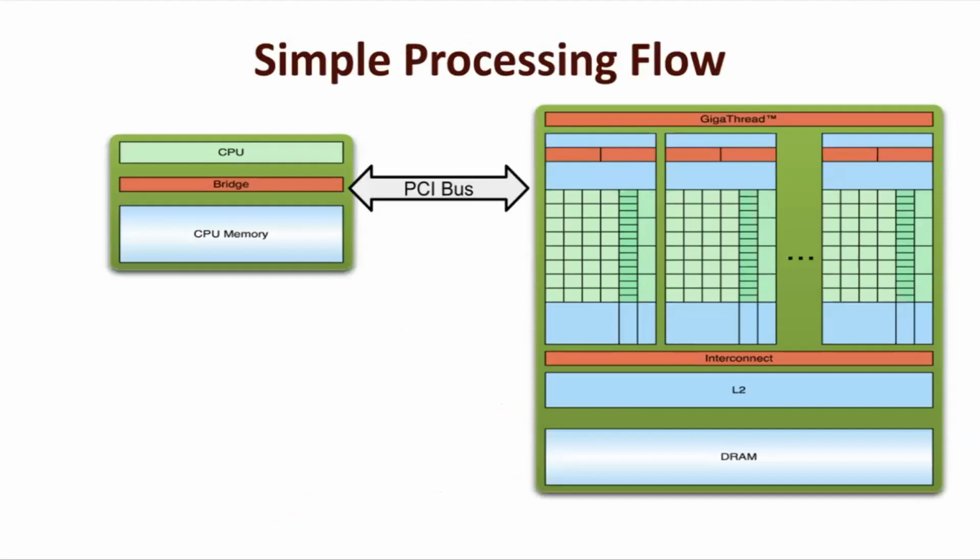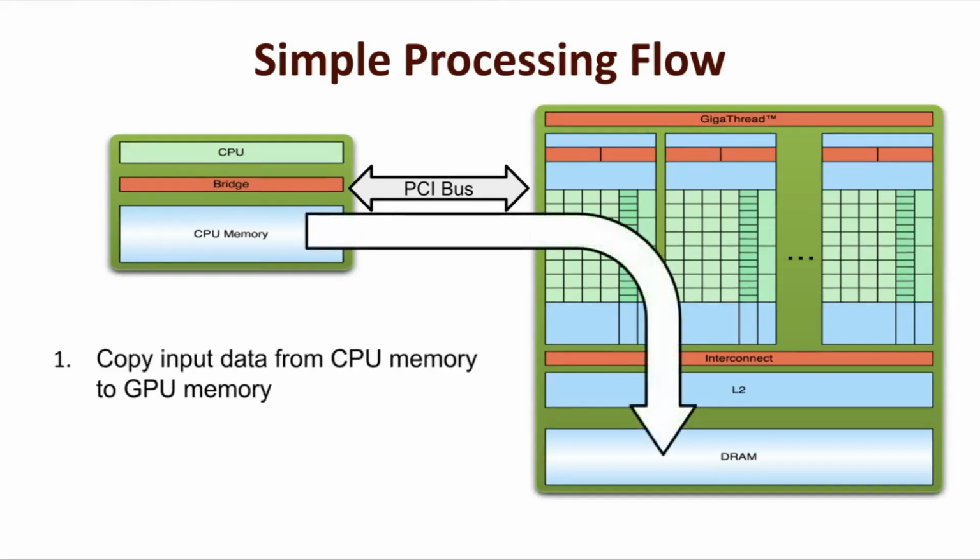So this is another way to look at it. Consider this a simple processing flow. We have a CPU to the left here. It has a bridge between the CPU and the CPU memory. That's the main memory on your computer. If you have 32 gigabytes of memory on a computer, that's the memory your CPU has access to. But the CPU cannot directly write to the GPU memory, because that's under the control of the GPU. You don't want to touch that territory. The CPU has full control of the memory here.